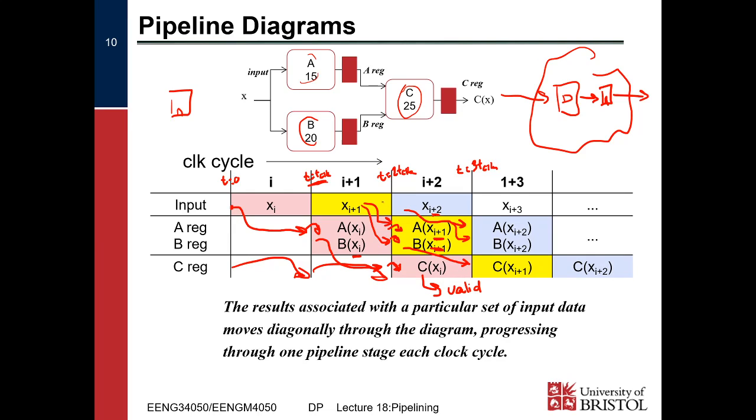So from here, you can see that the time from any input becoming available to it becoming available at its output is going to be 2T clock. That's our latency. But the time between outputs is just T clock. And this 2 here is because we've got a two-stage pipeline, right?